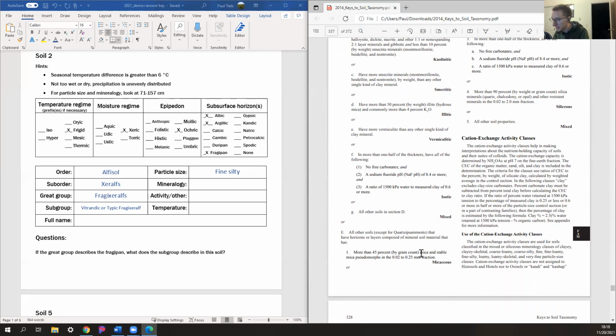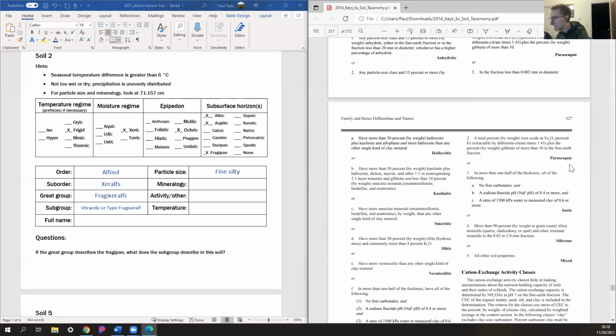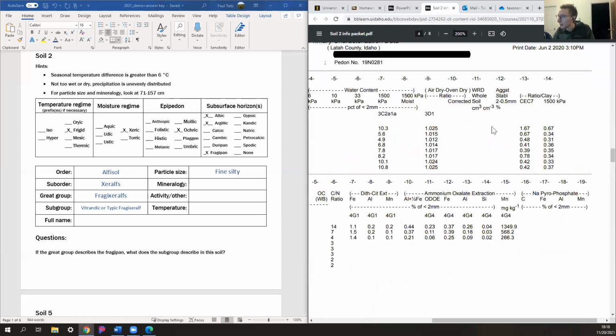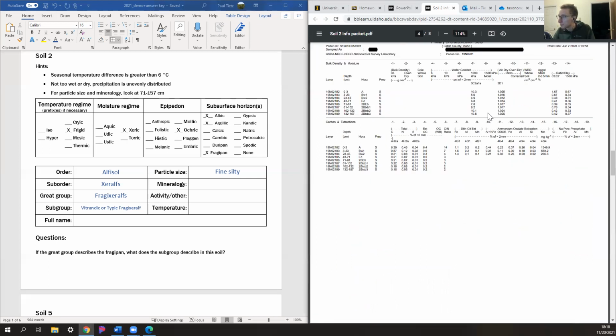With mica grains, we don't have those. It's not micaceous. It's not parasesquic, right? Fe2O3. Soil chemists will understand that. Do we have, for item 3, in more than half of the thickness, all the following: no free carbonates. We don't have HCl reactions. A sodium fluoride pH, NaF pH of 8.4 or more. Let's take a look at our sodium fluoride pH.